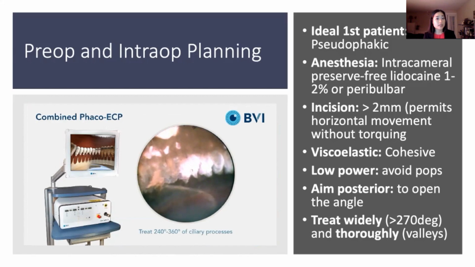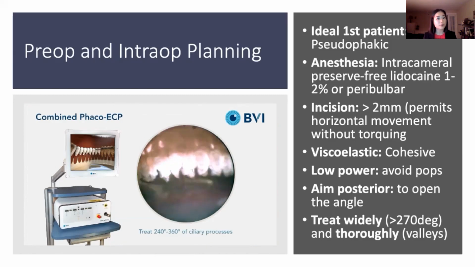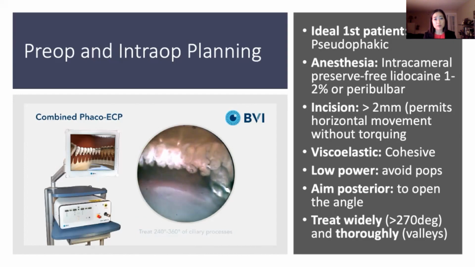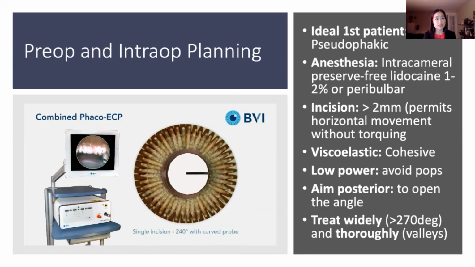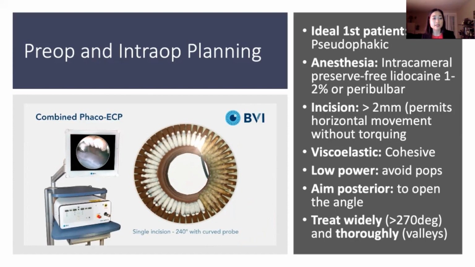So for the first case, use a low power, no more than 0.2 watts, avoid popping of the ciliary body, aim posterior side of the ciliary processes, avoid the iris, and treat as widely as possible. Consider a second incision if you prefer. It's important to treat the entire ciliary body, including the spaces, those valleys in between, to get the most effective IOP lowering.